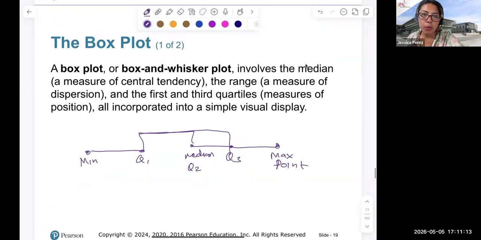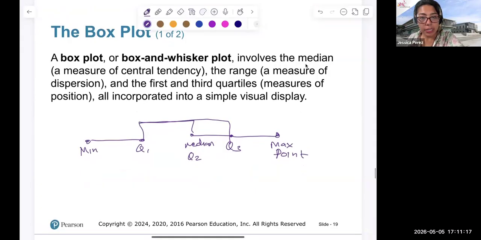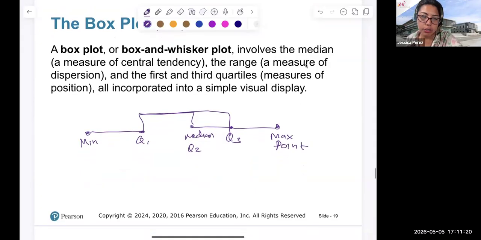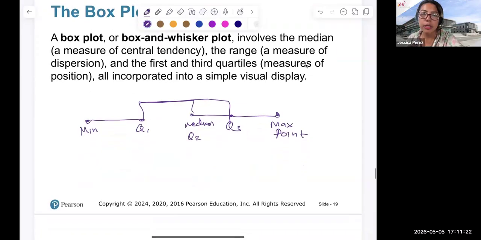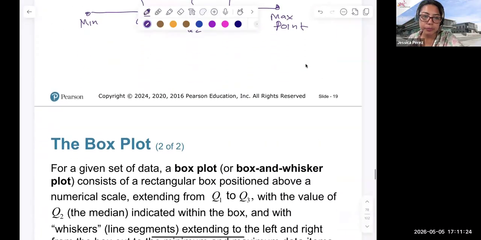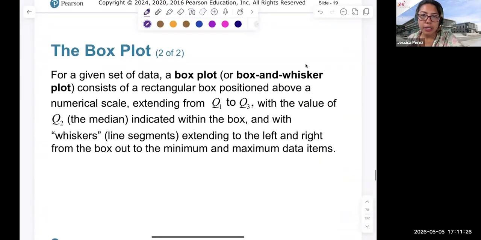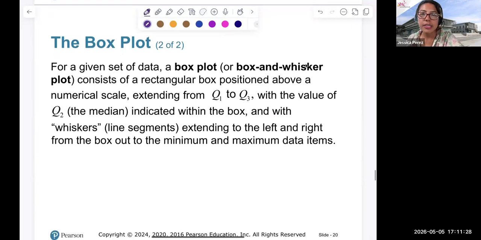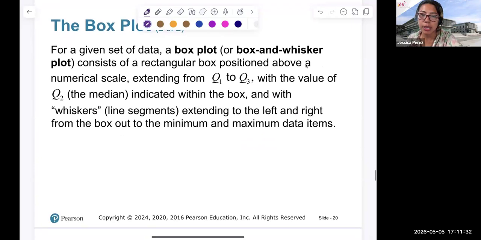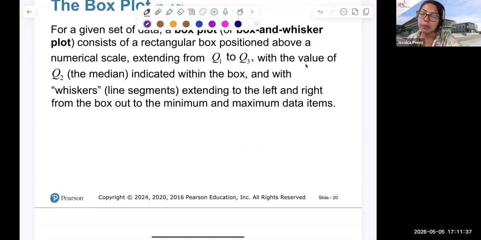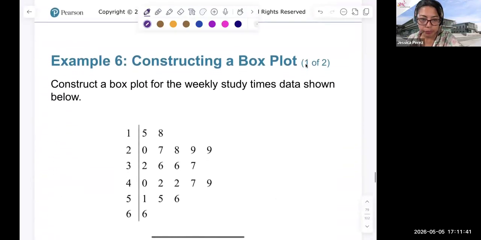So what the box plot or the box and whisker plot does, it measures the median and the central tendency, and the range, the measure of dispersion within the first and the third quartile. For a given data set, a box plot consists of a rectangular box positioned above a numerical scale from Q1 to Q3 with the value of Q2, the median, indicated within the box. And then we have the whiskers.